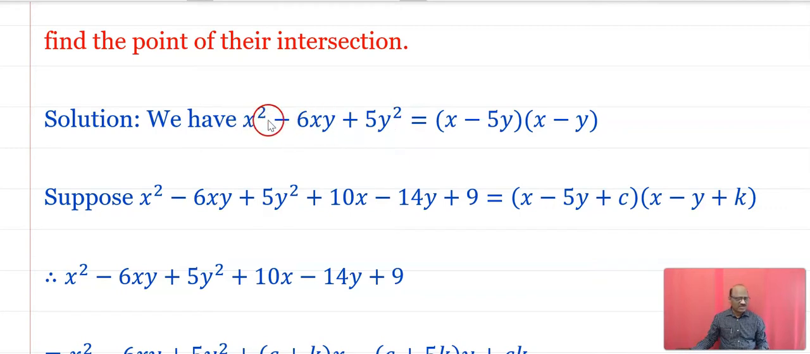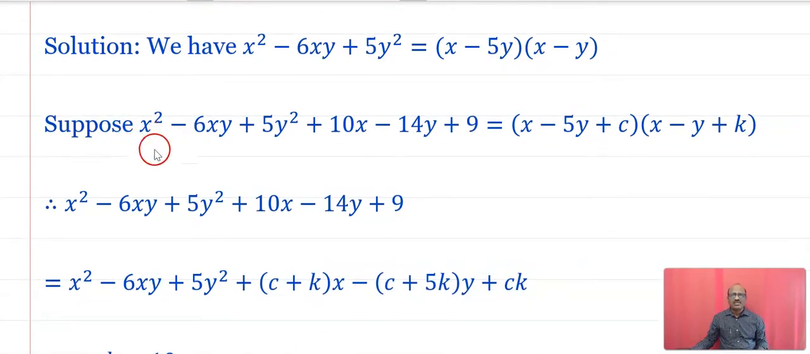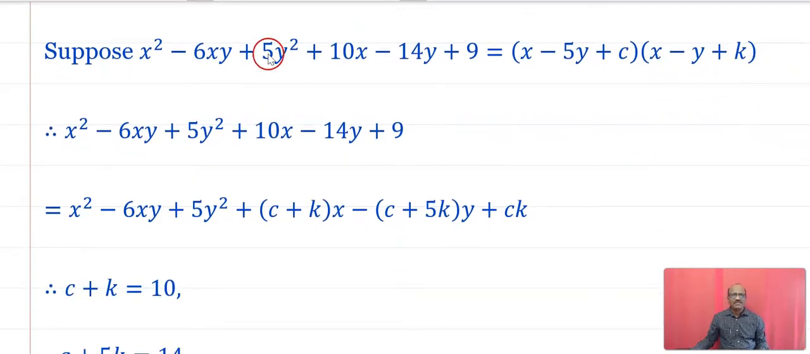The factors are the product of these two: the coefficient of x² is 1 and here is 5, 1 into 5 is 5. The factors are −5xy and −xy, and therefore you will get the factors (x − 5y) into, in the second bracket, (x − y). Suppose that x² − 6xy + 5y² + 10x − 14y + 9 = (x − 5y + c)(x − y + k). Now this line passes through the origin and these do not pass through the origin, and suppose that the constant is c here and the constant is k. This is our required given line.